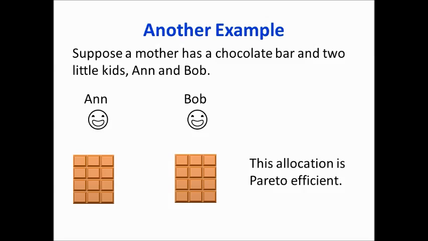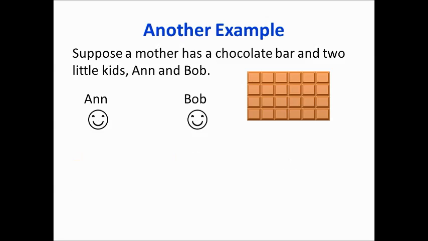Actually, there are many allocations that are Pareto efficient. The lesson here is that Pareto efficiency doesn't pin down uniquely an allocation. There may be many allocations that are Pareto efficient in this example. And the second lesson is that it may actually be hard to find an allocation that is not Pareto efficient. So let's try to find an allocation that is not Pareto efficient.